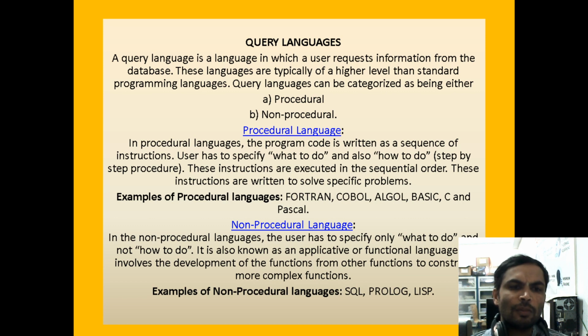If you want examples of procedural languages, we have Fortran, COBOL, BASIC, C and Pascal. These are the best examples of procedural languages. When you write a C program, we write it in sequence, step by step. Coming to the non-procedural language, it comes under your query language.